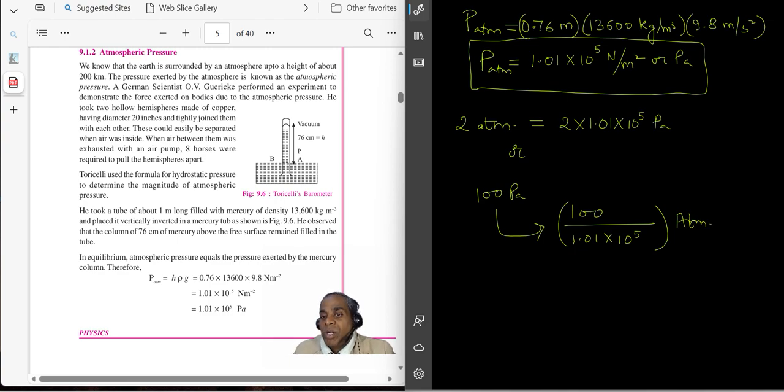So this is the concept of atmospheric pressure and how the atmospheric pressure unit 1 atmosphere can be converted into the SI units and vice versa. Okay, so in the next video, we will delve into the concept of buoyancy, which is another important property of the fluids.